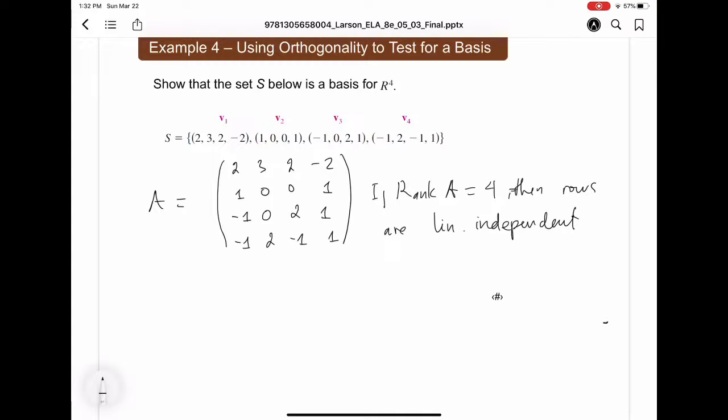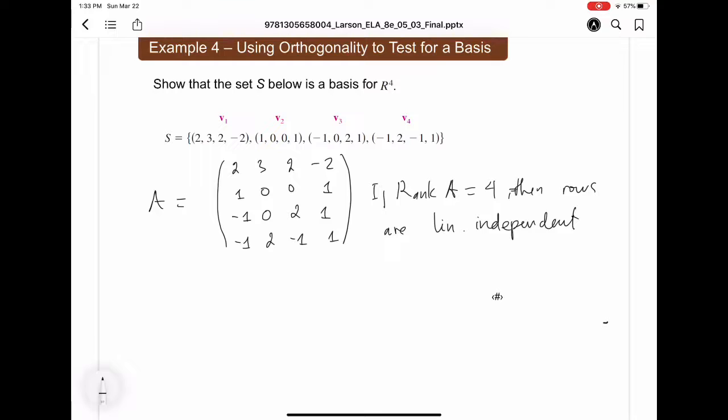That means they will form a basis of R4. Okay? So I hope you can do that easily. But now we're studying orthogonality. So they ask us to use orthogonality to test if these 4 vectors form a basis of R4. So probably they ask us to test if they are orthogonal, meaning they are orthogonal to each other.